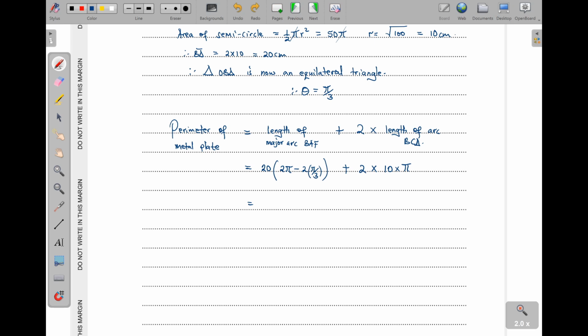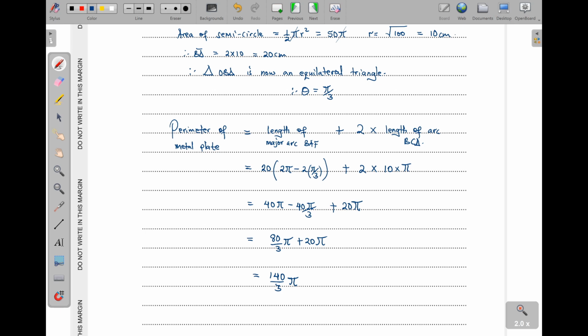Now, let's multiply all through. This one will give us 40 pi, then minus this one will also be 40 pi over 3, then plus 20 pi. Okay, then 3 times 40, that is 120, minus 40, that will be 80 over 3 of pi, then plus 20. Okay, now 3 times 20, that one is 60. Now 60 plus 80, that is 140. So we have 140 over 3 of pi.